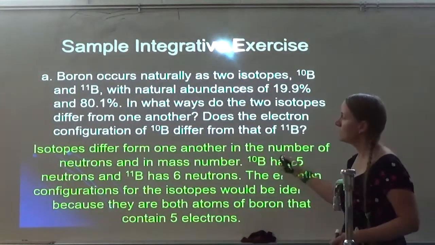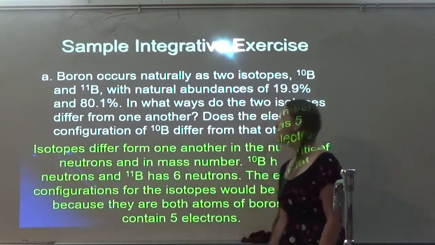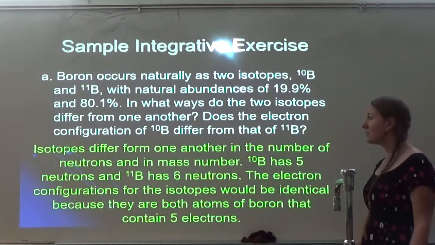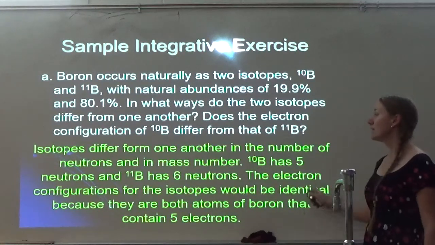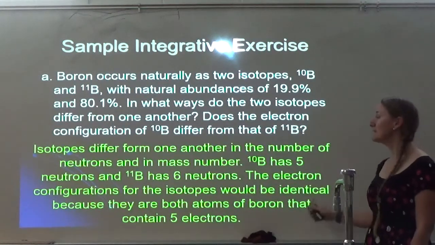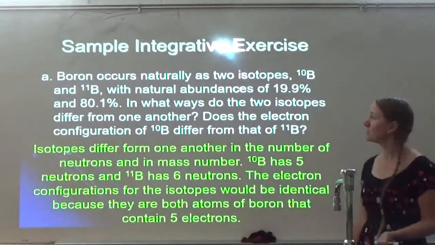All right, so that's what I said here. Isotopes differ from, oh, that should say from one another in the number of neutrons and the mass number. Boron 10 has 5 neutrons, boron 11 has 6 neutrons. The electron configurations for the isotopes would be identical because they are both atoms of boron that contain 5 electrons.